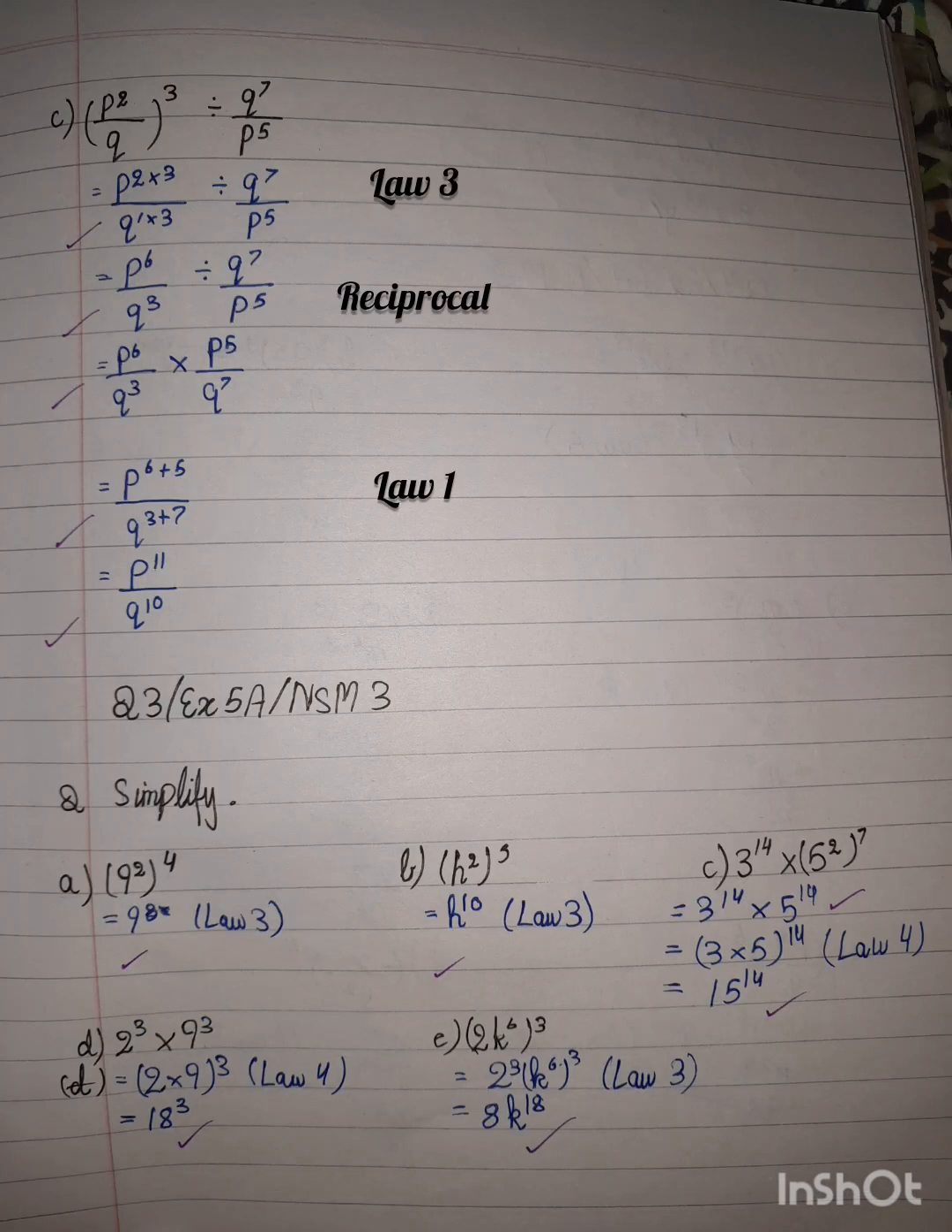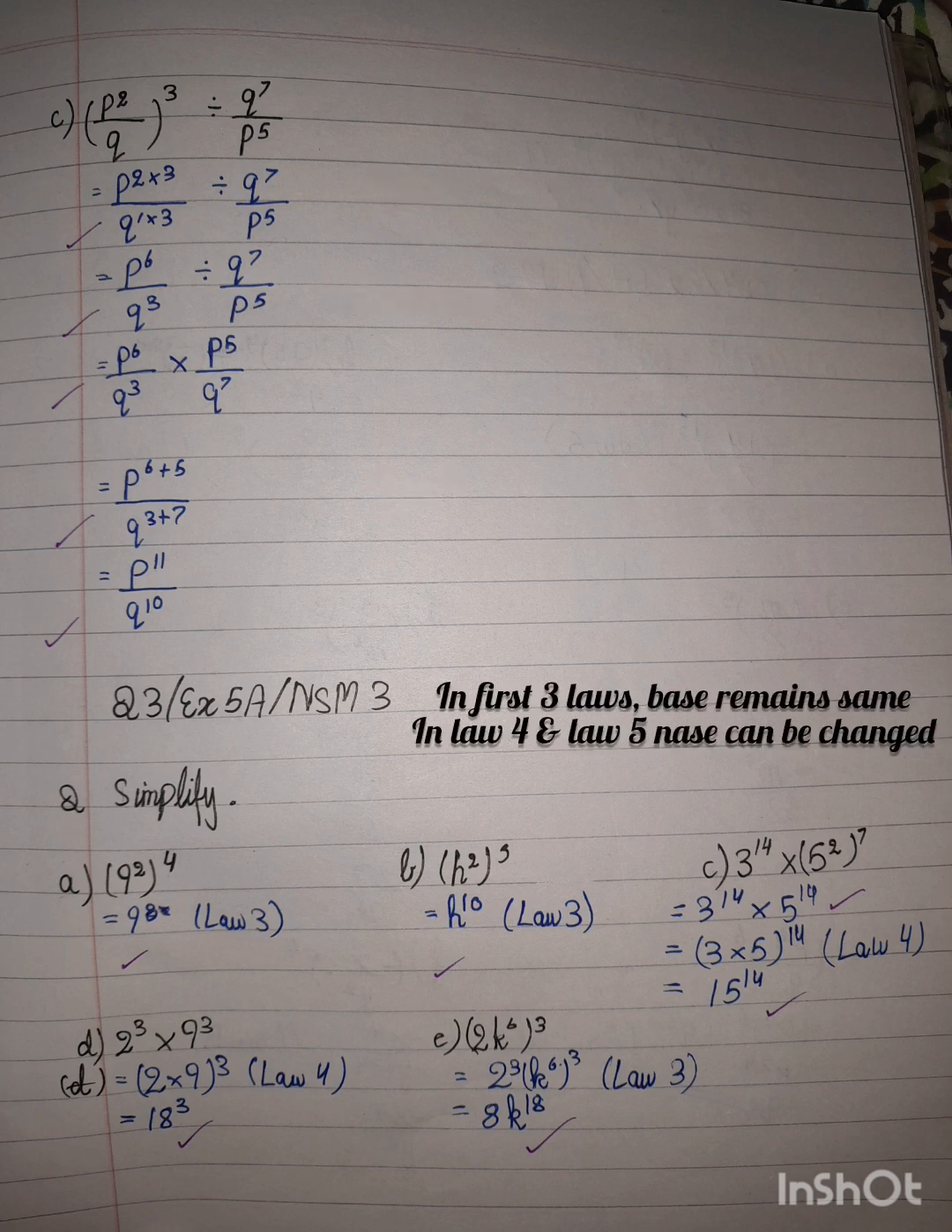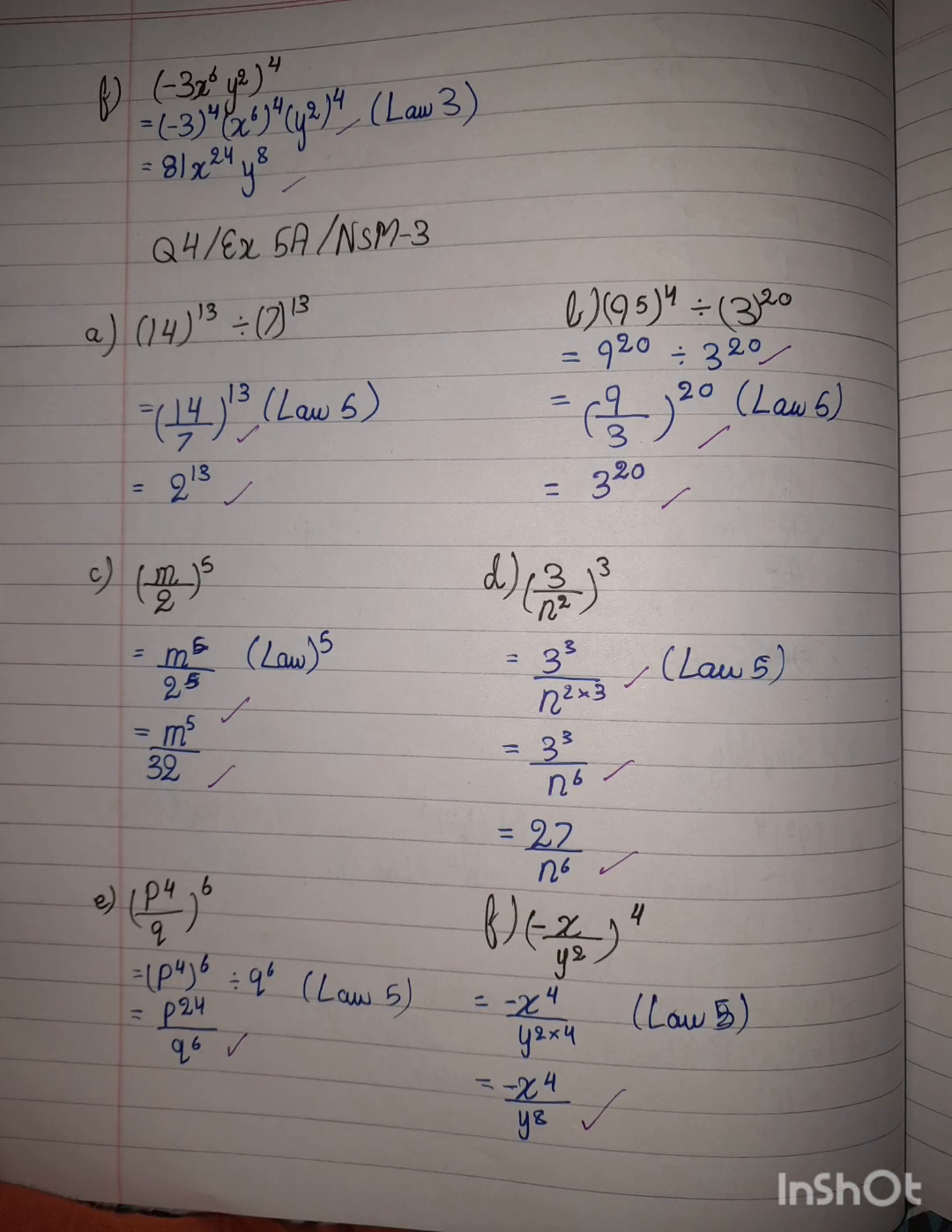So laws were not mentioned, but I have written each step of part C. First of all, it is power of power which is used. Question 3 of exercise 5a is about law number 3, where power of power is taken and it is multiplied. So you need to remember in the first 3 laws base remains same, but in law 4 and law 5 base is different but their power must be same.